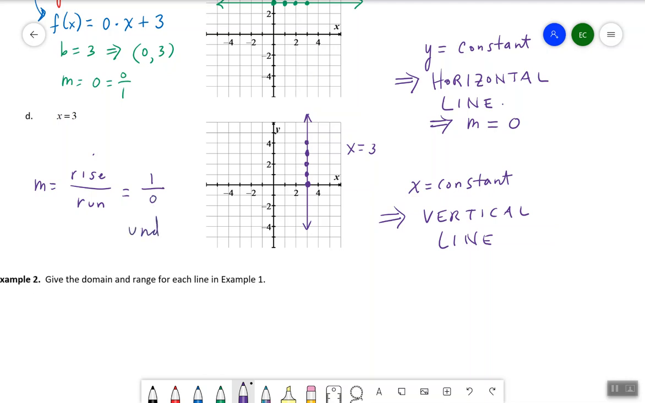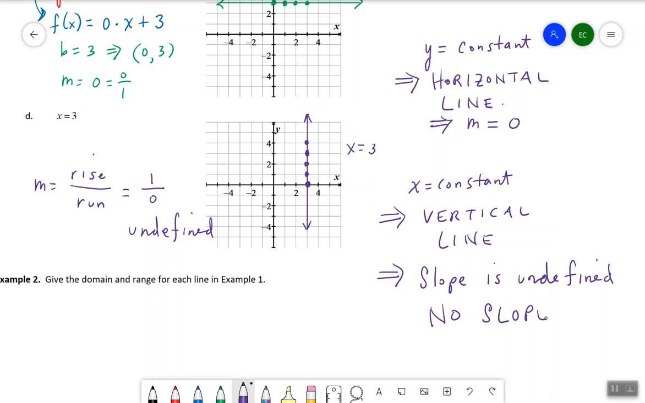And so this is undefined. With the denominator 0, the slope is undefined. And so there's another way that we say that. We say there's no slope, which is not the same as 0 slope. That could be a little confusing. Students sometimes get those two mixed up. 0 slope is a horizontal line. No slope means undefined slope, means we have a vertical line.